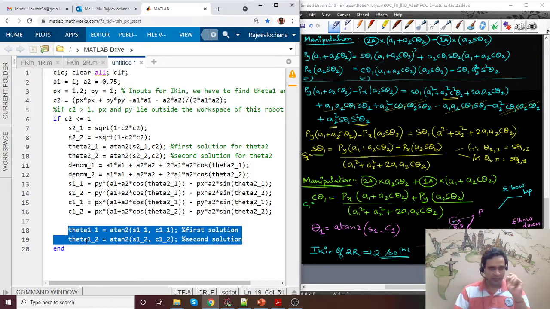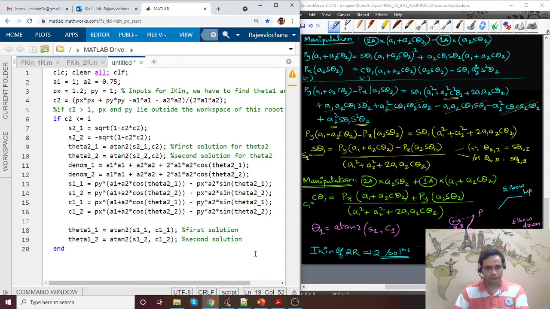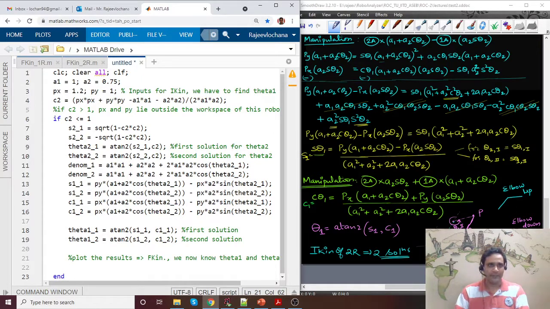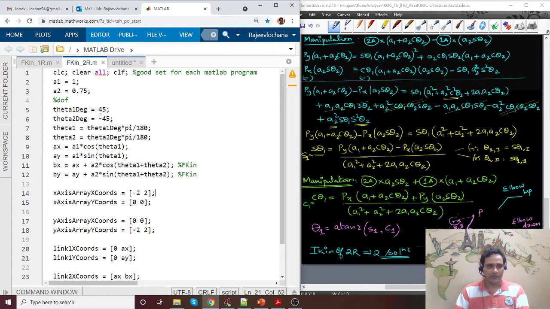Now instead what I'll do is, so we have done the inverse kinematics, now we'll plot the results. When we plot the results, we are basically doing the Fkin, because we now know theta 1 and theta 2. Okay, so the Fkin code is already here.